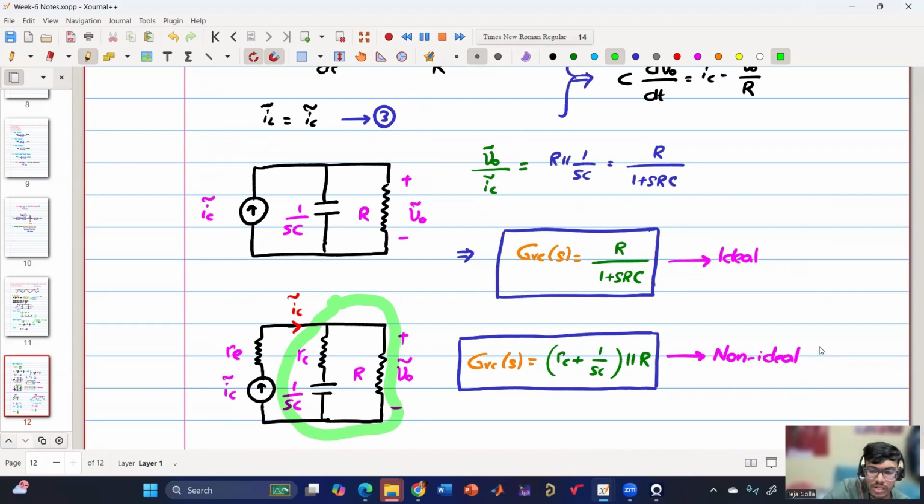Similarly, for boost converter, there will be one RHP zero, but I think that Kelvin has covered it, so I'm limiting to buck converter. So this is all about week 6. If you have any further queries, you can ask.